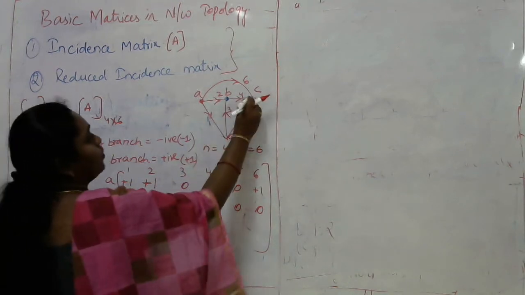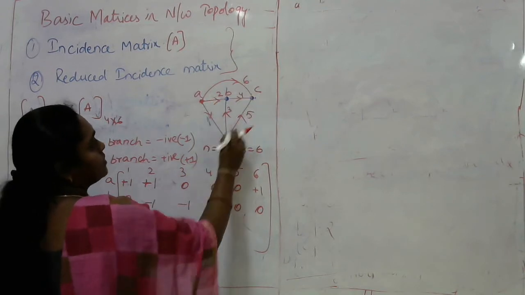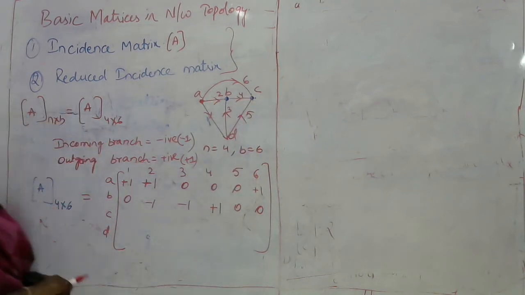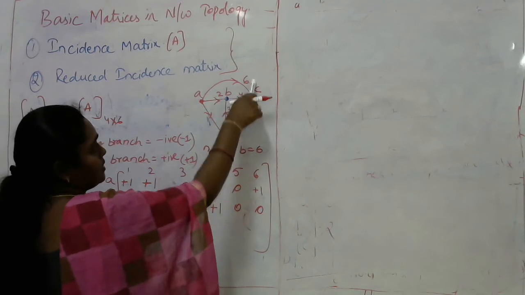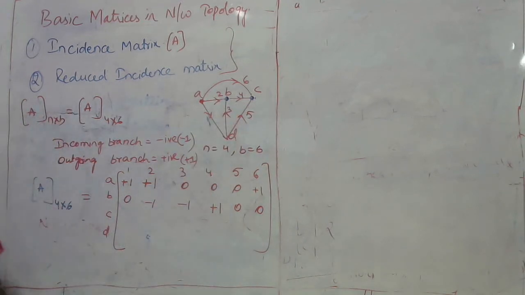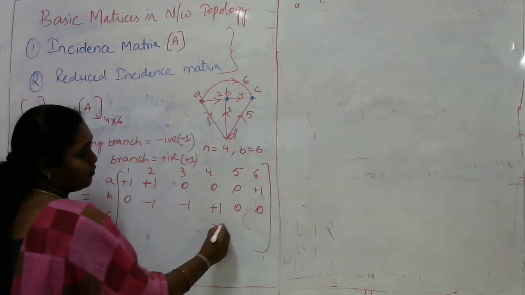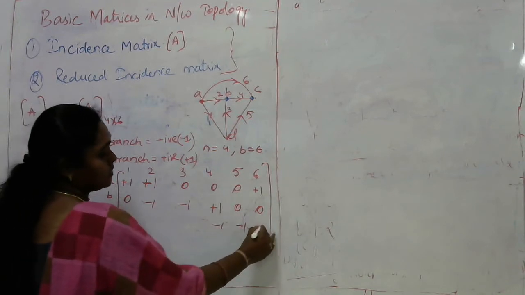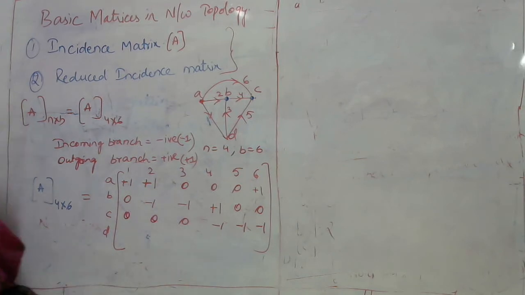Similarly, coming to node C. Node C is connected with branches 4, 5, and 6. 4 is incoming, 5 is incoming, and 6 is also incoming. So all 3 branches are incoming, and an incoming branch is represented with a negative sign. So 4 is -1, 5 is -1, 6 is -1, and the leftover ones should be 0.